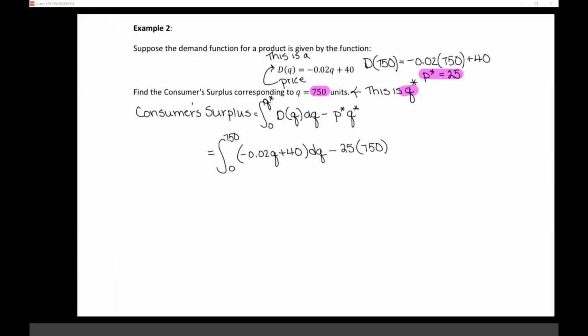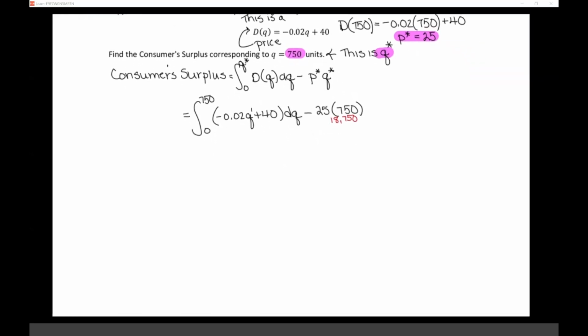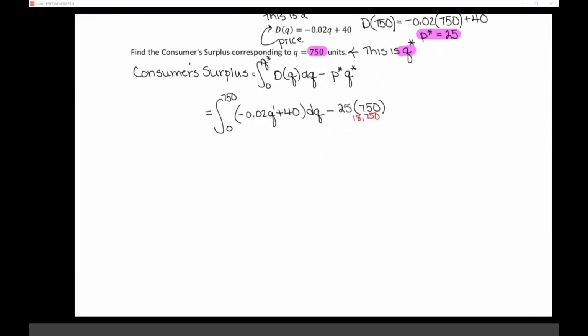I really don't need to do any fixing up with this expression because, again, it's a polynomial. The exponent on Q is a 1, so it's going to be real easy to integrate. The only thing I can think of is if I wanted to rewrite this product as a number, it would be 18,750. But I'll just make a note of that. The next time I write it down, I'll just write the product.